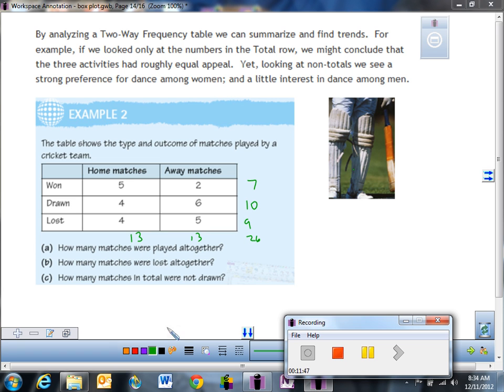So how many matches were played all together? That would be the 26. How many matches were lost altogether? How many matches in total were not drawn? So not drawn would be a win or a loss. So I'm doing 9 plus 7, which is 16.